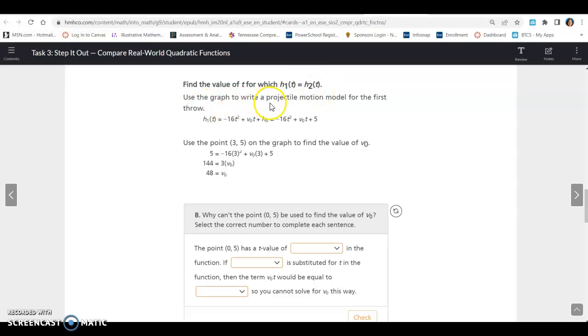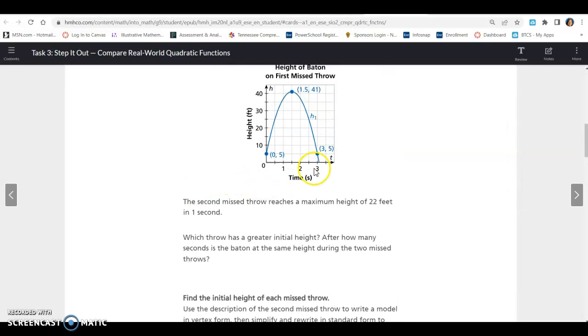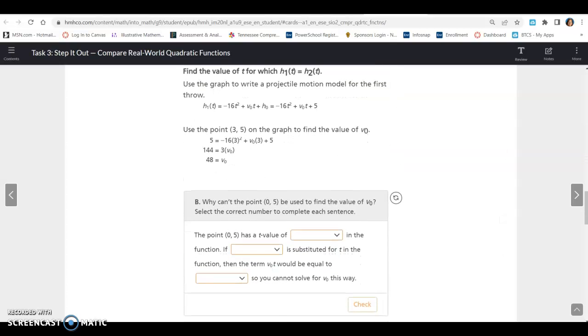So use the graph to find a projectile motion model for the first throw. You're going to use h1(t), again, the same function that we've seen through a couple, two or three lessons now, and you're going to just plug in your information. So use the (3, 5) point on the graph to find the value of v0. If you go back up, you can see that this is a point on the graph. So we're going to use this point here to plug in to write an equation.